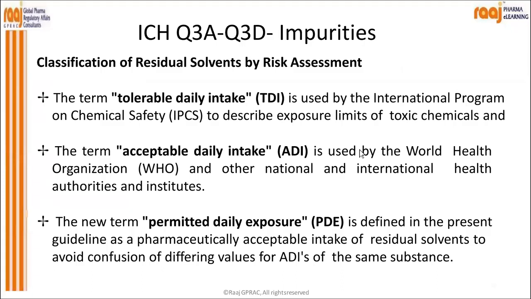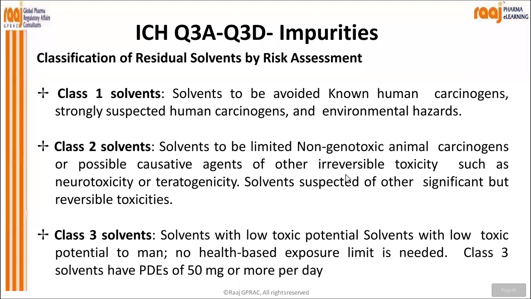Okay. So again, this ICH Q3C, the D impurities, are again divided into what? TDI, ADI, and PDE. That is tolerable daily intake, acceptable daily intake, and permitted daily exposure. Okay. So you can read these definitions later on. Then we talk about class 1 solvent, class 2 solvent, and class 3 solvent, right? Class 1 means what? Solvents to be avoided. Non-human carcinogens, right? Strongly suspected human carcinogens and environmental hazards.